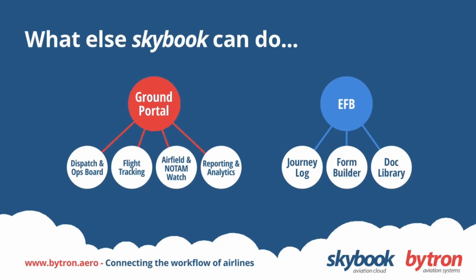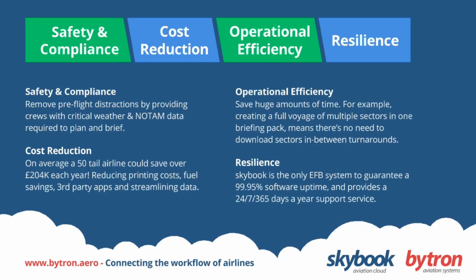And then the other parts of the EFB that you won't see today is the streamlined journey log process, our bespoke digital forms for massively reducing paper reliance, and a document library for accessing digital manuals and documents. We focus on 4 key areas for airlines, that is safety and compliance, cost reduction, operational efficiency, and resilience, and just got a short example for each one.